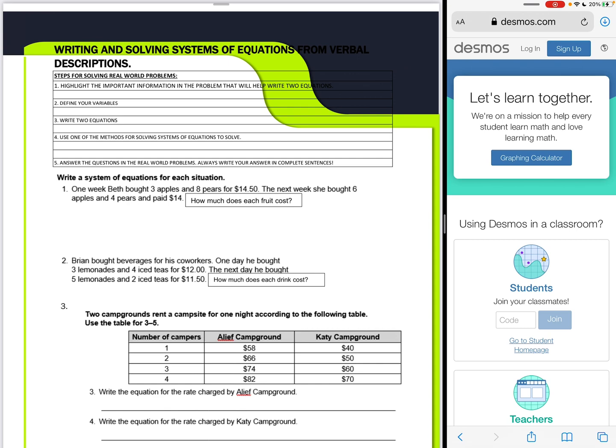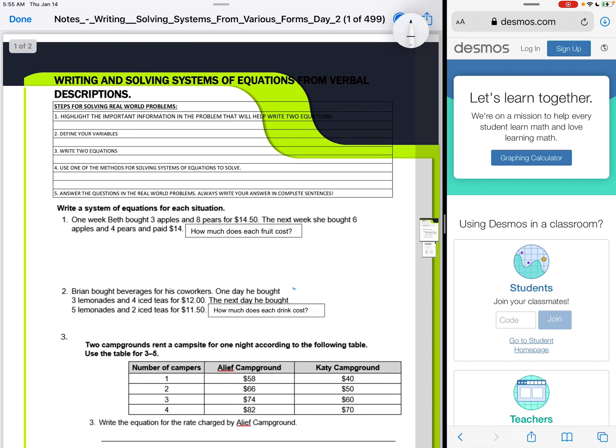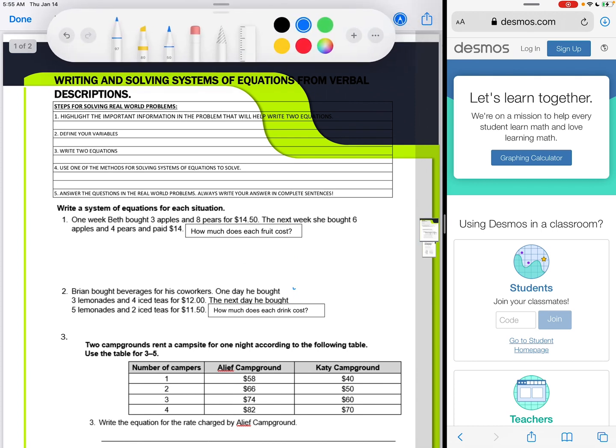Okay, we've read the problem. Now we're going to highlight some key information here. First thing we're going to do is to highlight that she bought 3 apples, 8 pears, right? And it cost $14.50. Next we're going to note that the next week she bought 6 apples and 4 pears and it cost $14. All right, this is important information.